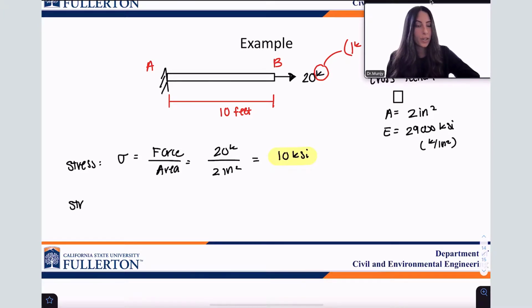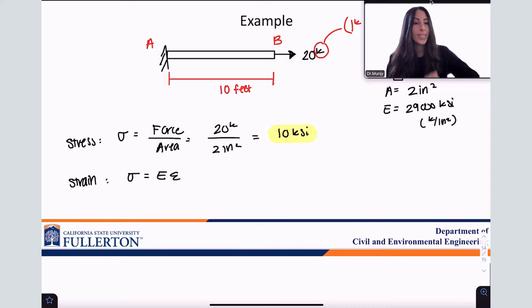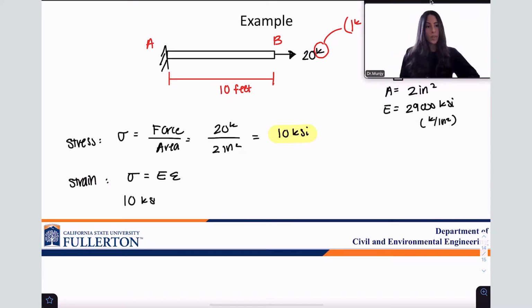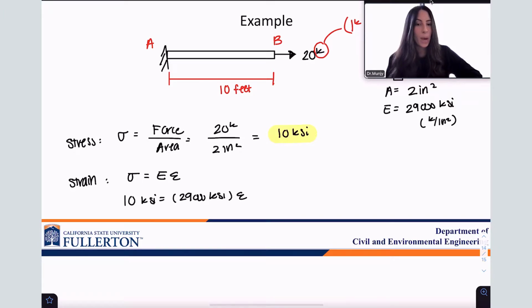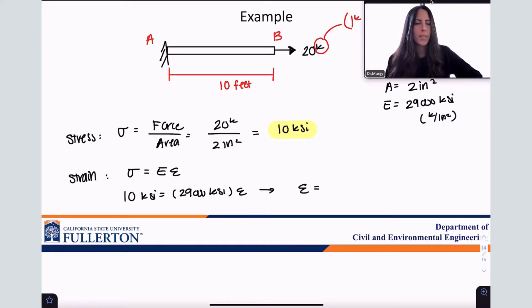Next, we're going to calculate the strain. So we know that strain, epsilon, is equal to delta L over L, but we don't really have delta L yet. So instead, we can use Hooke's law to find the strain, because we know this is in the linear elastic range, because I told you that's part of the problem statement, right? So 10 ksi, which we just solved for, is equal to 29,000 ksi, the modulus of elasticity, times the strain. And just real quick to go over, modulus of elasticity should be given to you because it's dependent on the type of material. So this is a common modulus of elasticity, or Young's modulus, for steel.